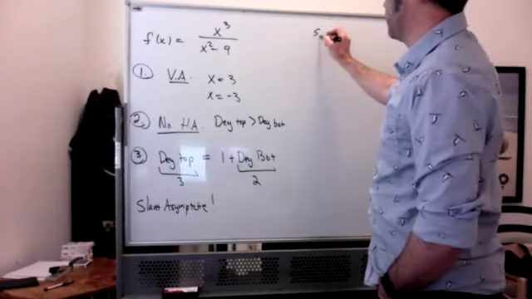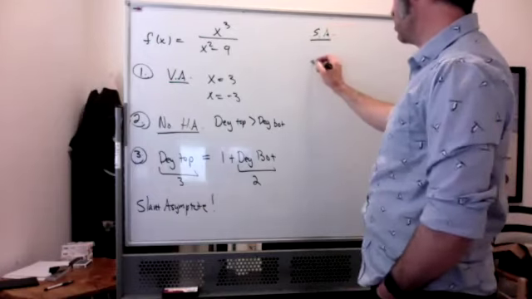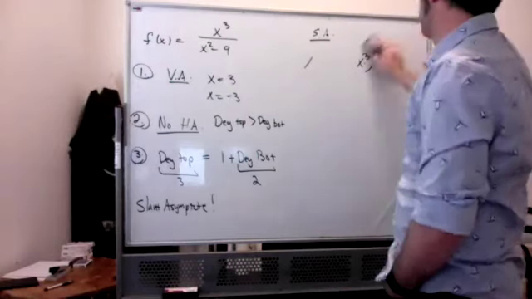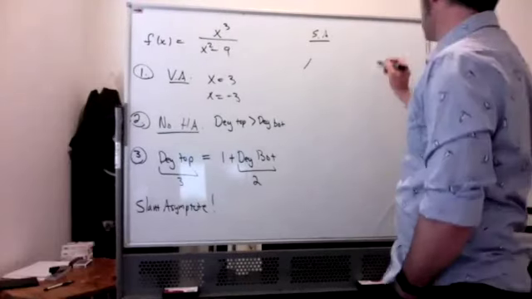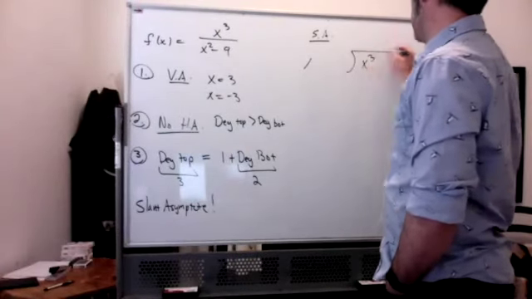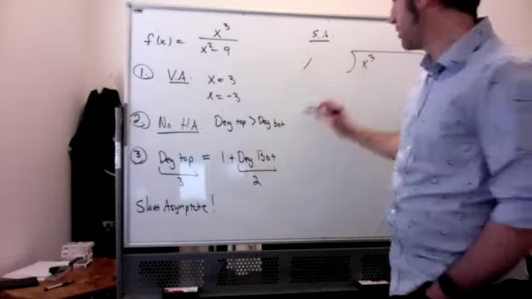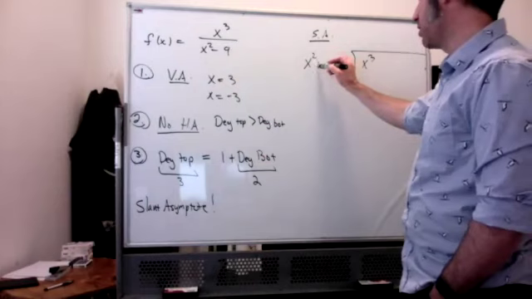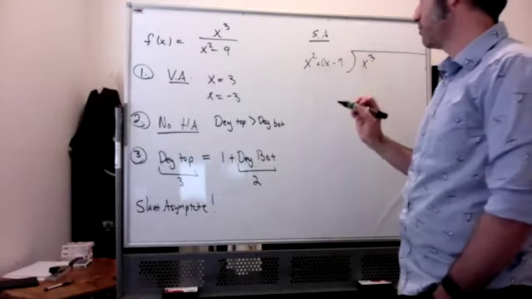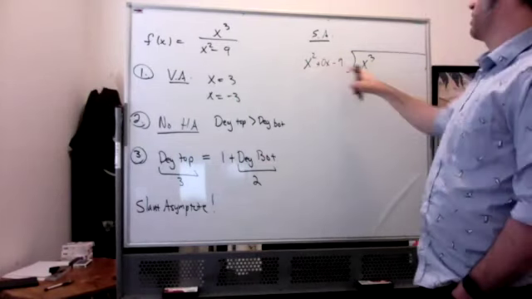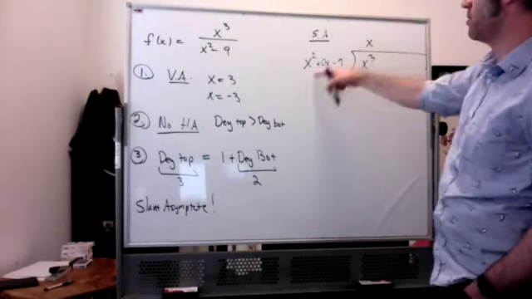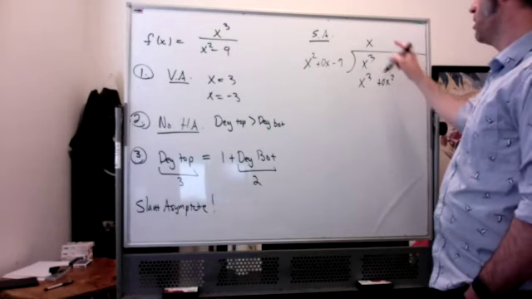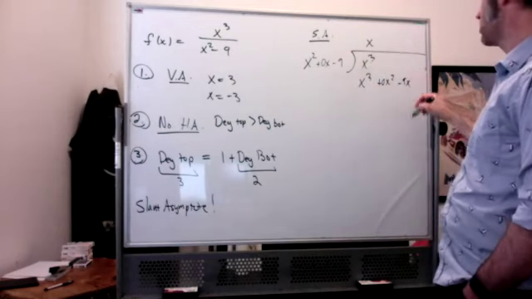So to find the slant asymptote, we do x cubed divided by x squared minus 9. I usually like to fill in the missing powers of x, so I'd write this as x squared plus 0x minus 9. And what do you multiply by x squared to get x cubed? It's x. x times x squared is x cubed. x times 0x is 0x squared. x times minus 9 is minus 9x.